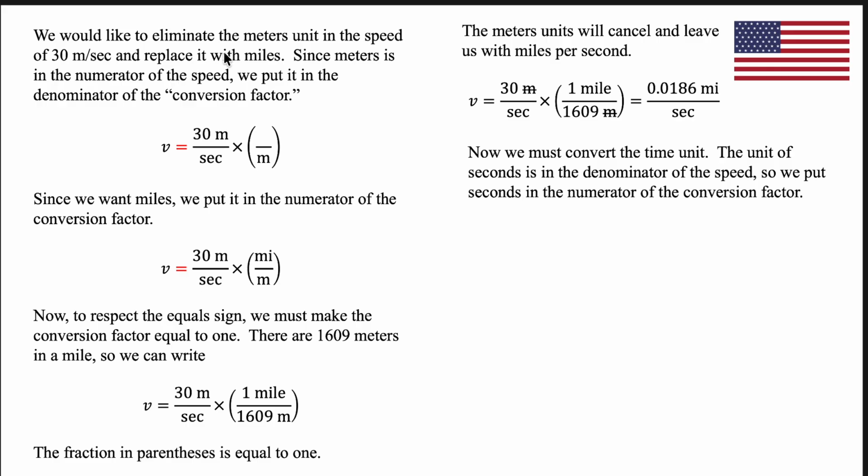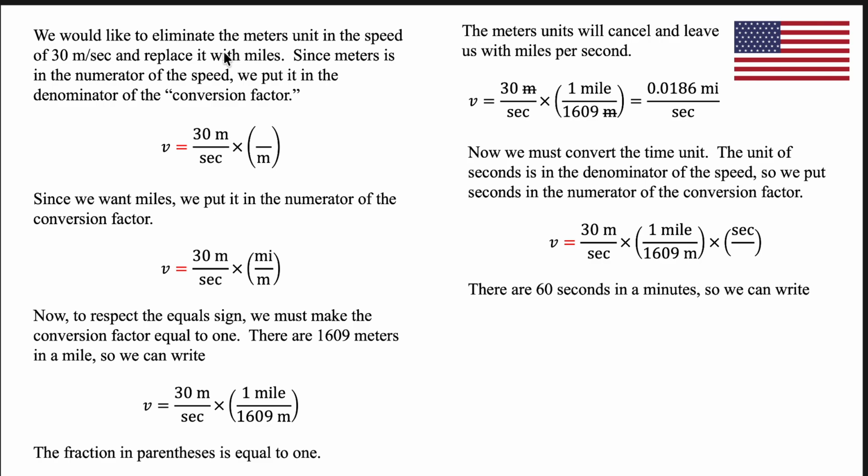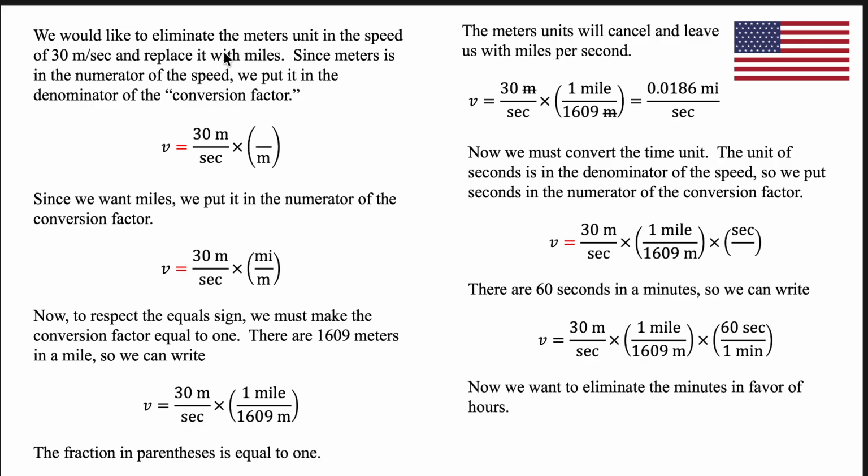Now we have to convert the time unit. Units of seconds is in the denominator, so we put it in the numerator of the conversion factor, just like that. Now the seconds are going to cancel out, that's what we want. And we're going to go to minutes. There's 60 seconds in a minute. We want that conversion factor equal to 1, so we write that. We still have one more to go. We have to eliminate the minutes in favor of hours. There are 60 minutes in an hour.